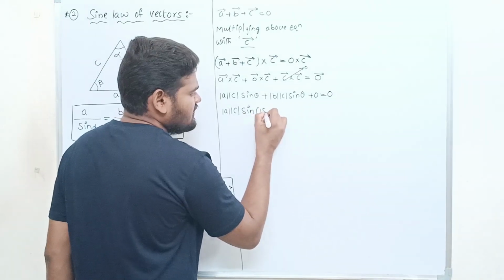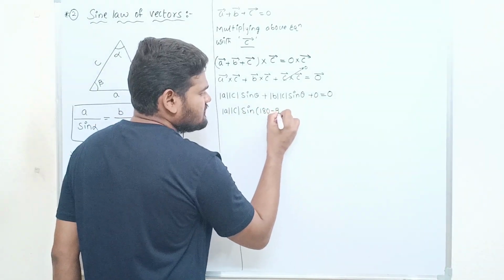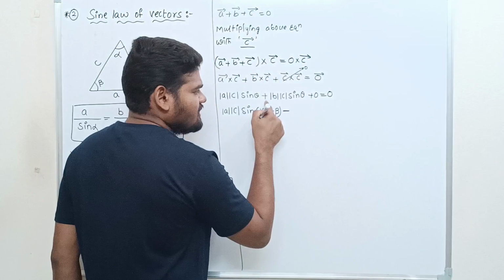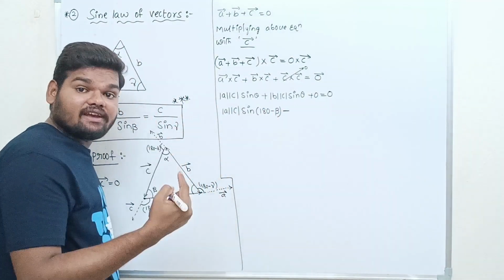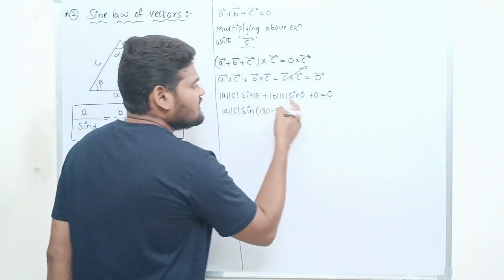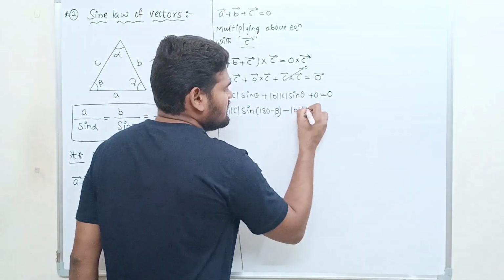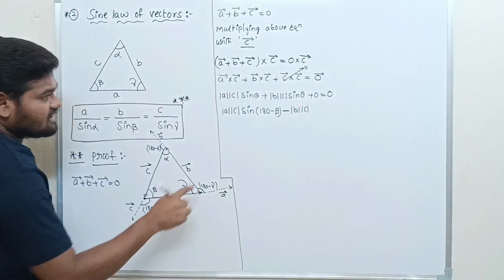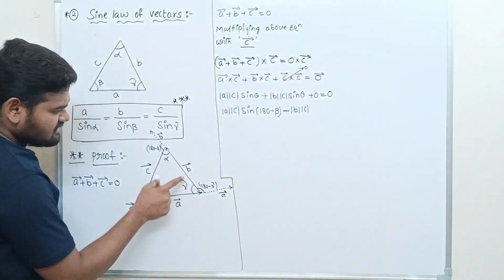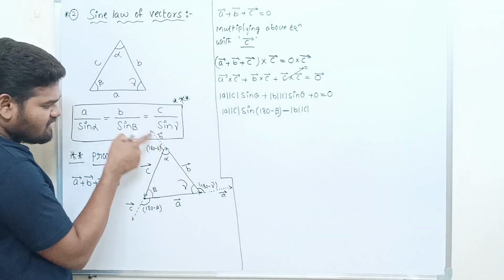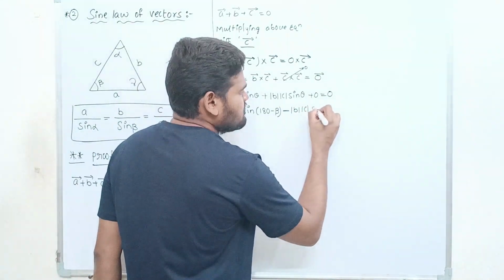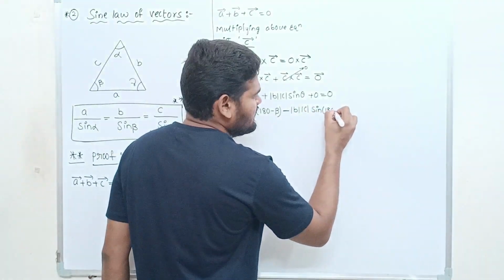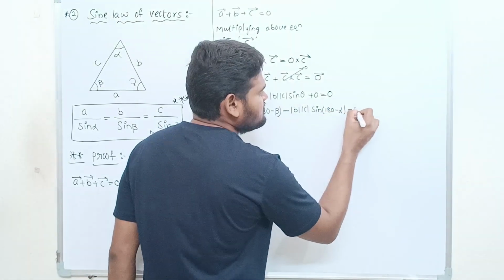Sine of 180 minus beta minus. Here I am taking minus instead of plus. Why I am taking minus, I will explain. So magnitude of b into magnitude of c into sine theta, where theta is the angle between b and c. This is the b bar vector and this is the c bar vector. What is the angle between them? 180 minus alpha.